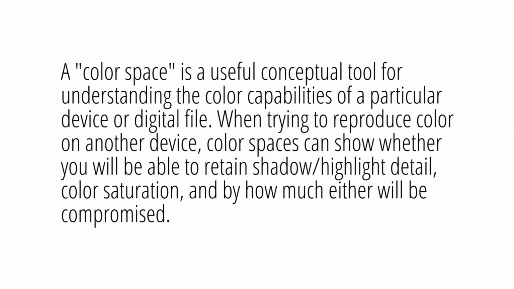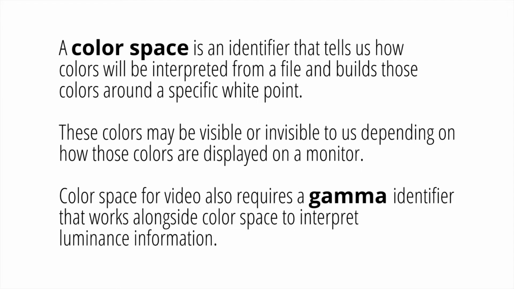So let me simplify this even more so that it's a little bit easier for us to understand. A color space is an identifier that tells us how colors will be interpreted from a file and builds those colors around a specific white point. These colors may be visible or invisible to us depending on how these colors are displayed on a monitor. Yes, colors can be invisible to us, and I will explain that a little bit later.